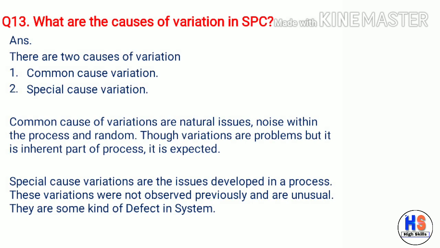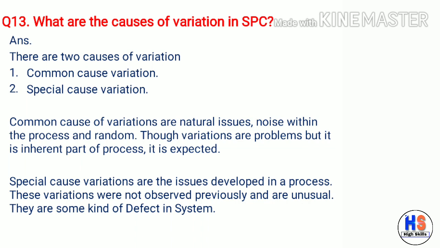The next, 13th question is: what are the causes of variation in SPC? Its answer is: there are two causes of variation. First one is common cause variation and second one is special cause variation. What is common cause variation? Common causes of variation are natural issues, noise within the process, and random. These variations are problems, but they are an inherent part of the process and are expected.